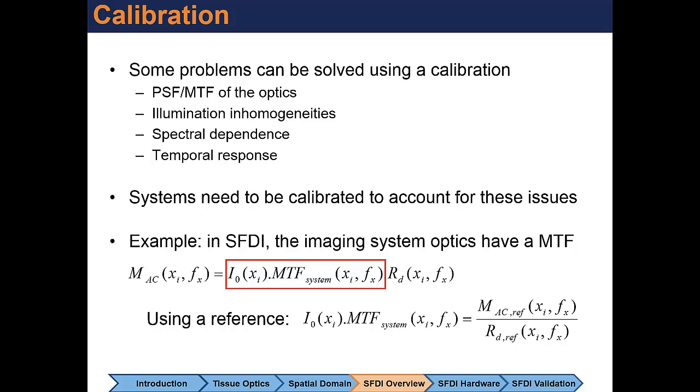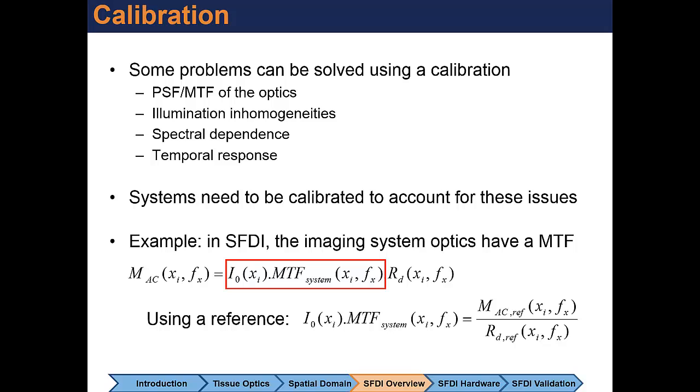But luckily in the frequency domain, calibration is actually very simple. Whereas in the real domain, you have to deconvolve the PSF from your measurement, in the frequency domain you can divide out the MTF in a linear way because every frequency behaves independently of the one next to it.